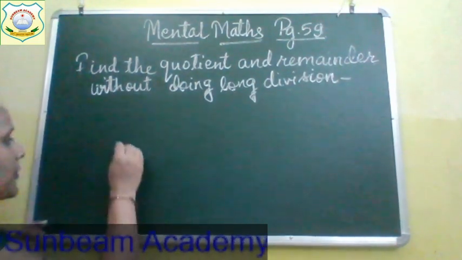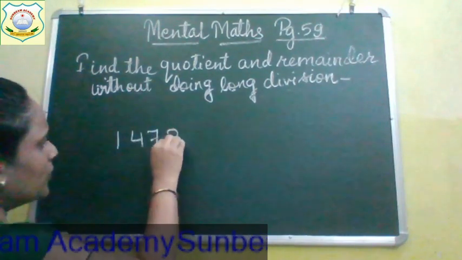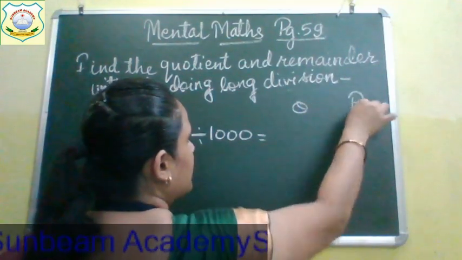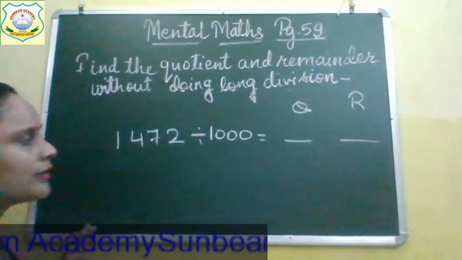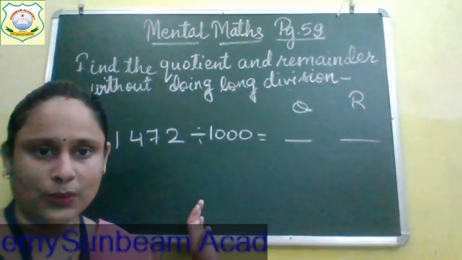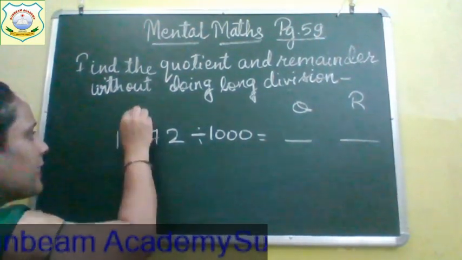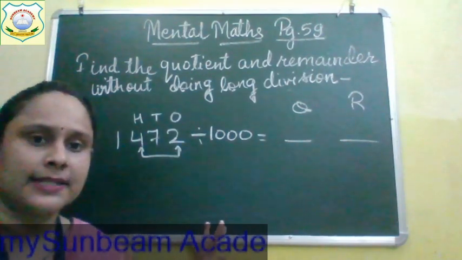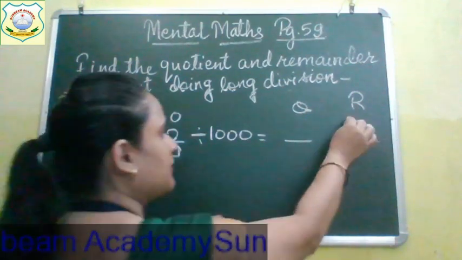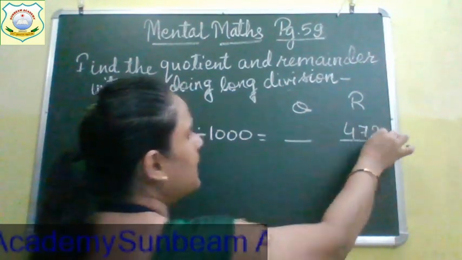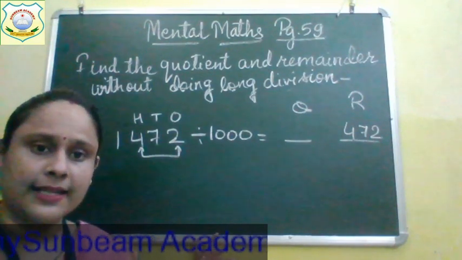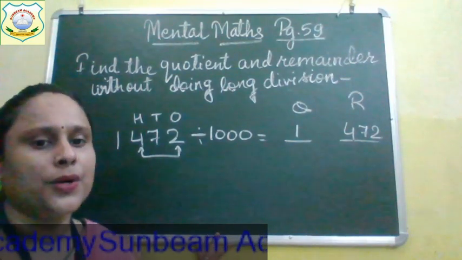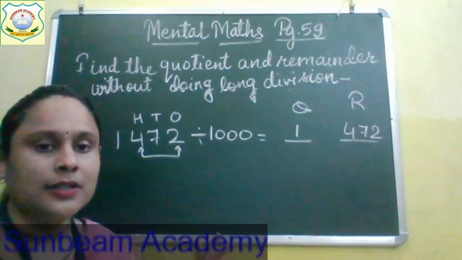Children, if a number 1472 is given to you and it has to be divided by 1000, how will we get the quotient and remainder? See, when this is the situation, the number which is in the hundreds, tens and ones place will become the remainder. So 472 will become the remainder and the remaining number will become the quotient. So 1 is the remaining number, it will become the quotient. Understood? This is the way.